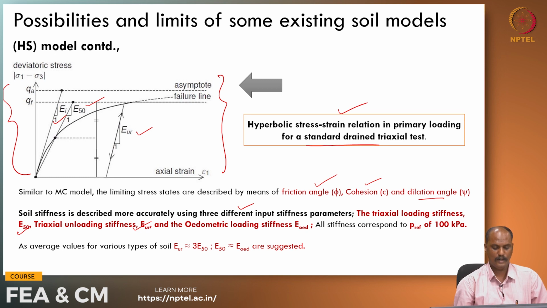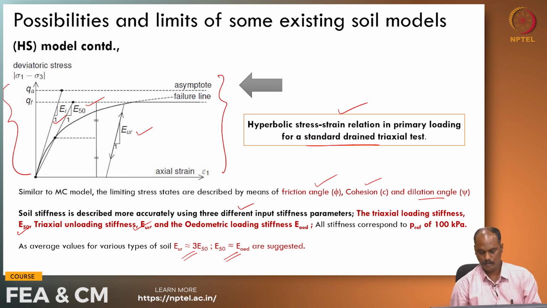So you can see that the stiffness is more accurately captured in this particular type of model when compared with the other models. Having the hardening soil model on one hand and all the other models on the other hand, the stiffness is captured in a much better fashion than in the other soil models. As a rule of thumb, or a general guideline, the unloading reloading modulus can be assumed to be approximately equal to 3 times E50, or this E50 can be assumed close to the oedometric modulus.